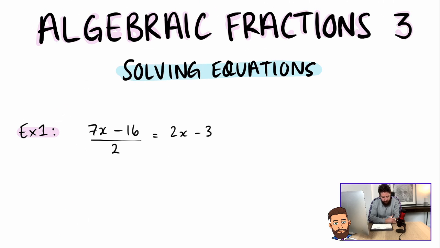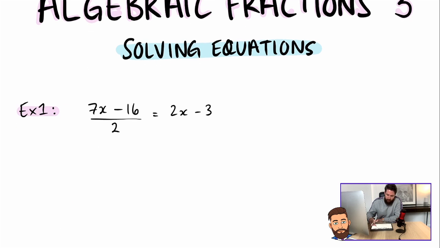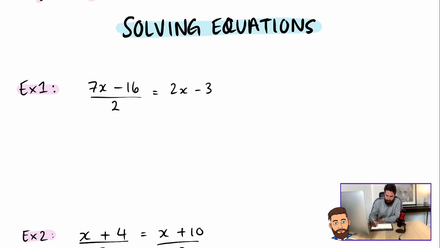So we'll jump straight into example 1, where we've been asked to solve this equation. And I know that I'm going to have to solve it due to the equal sign, where we have got (7x minus 16) over 2 equals 2x minus 3.